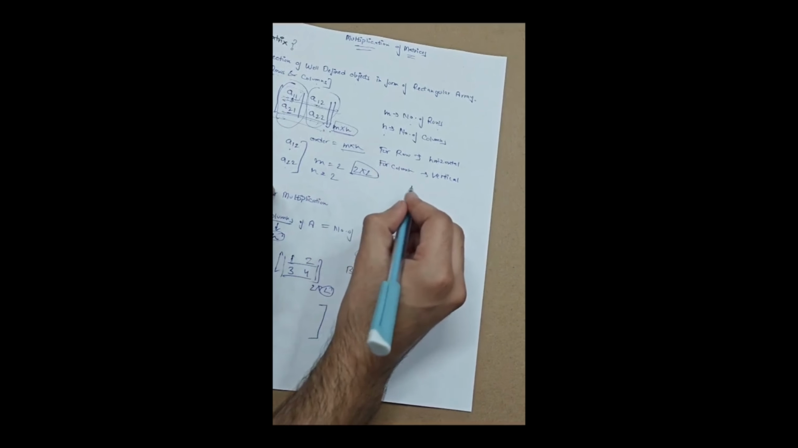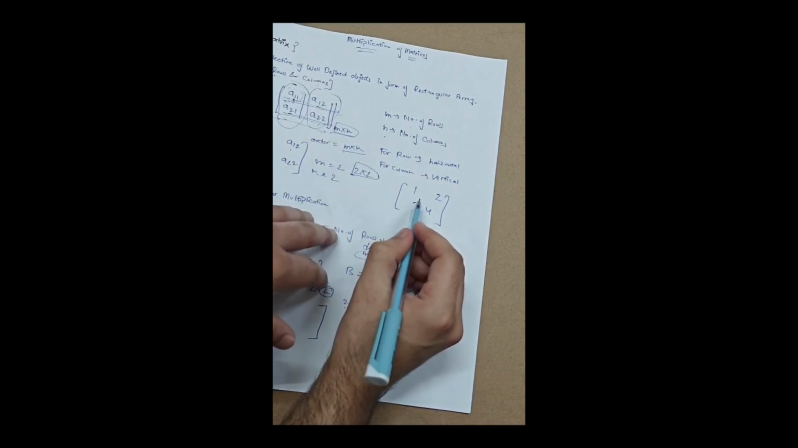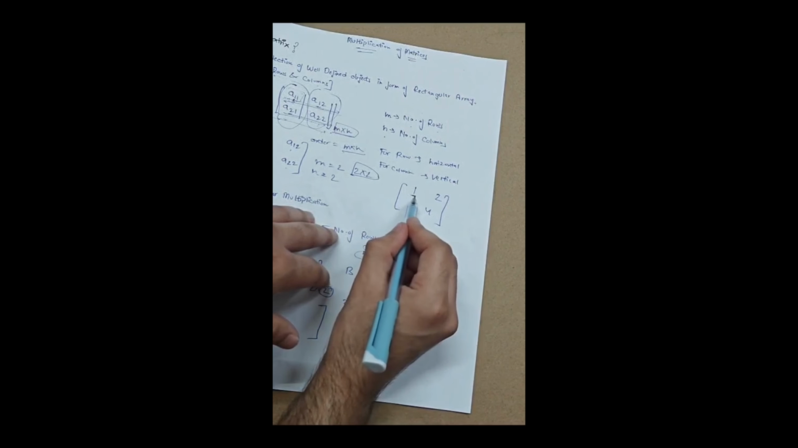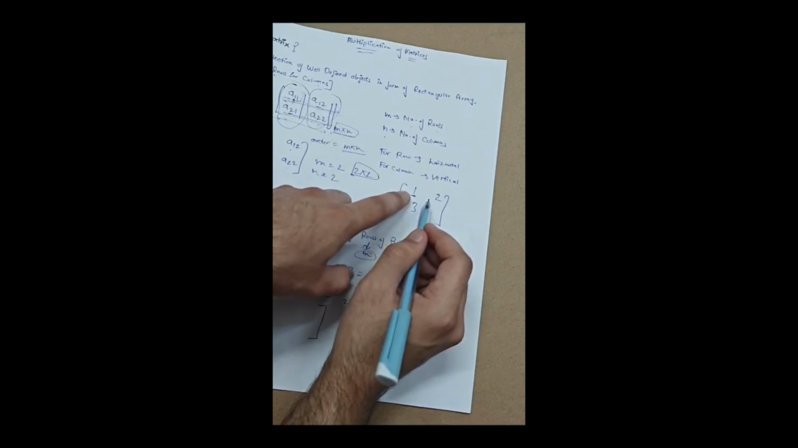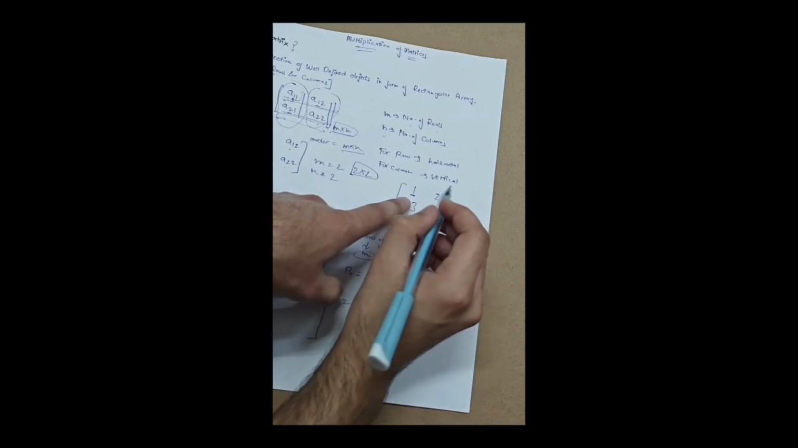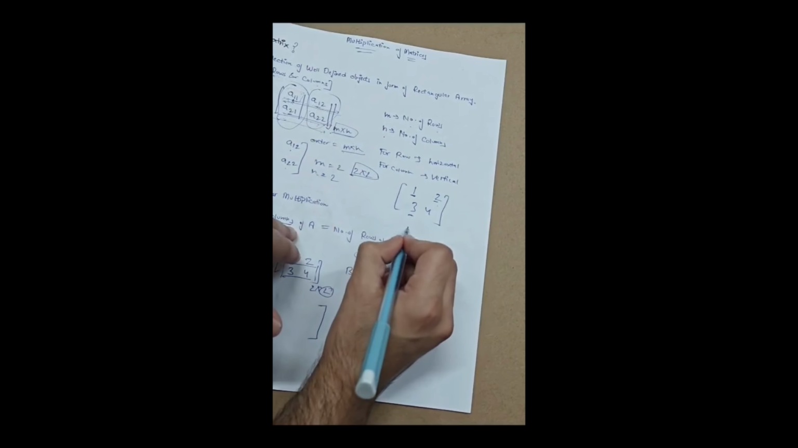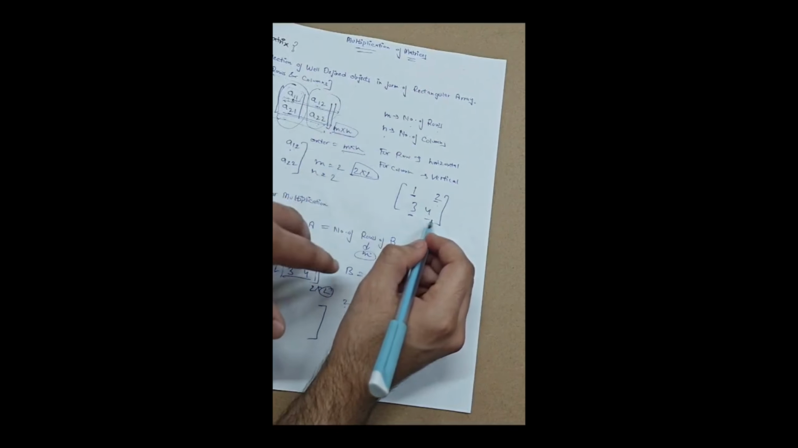Let's take an example of a matrix here: 1, 2, 3 and 4. So this one matrix is 1. Here 1 is the first element of the first row, first column. Here 2 is first row, second element. Here 3 is second row, first element, and 4 is second row, second element.